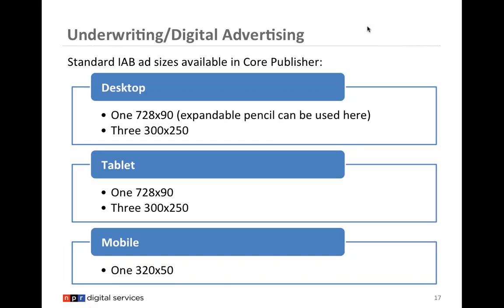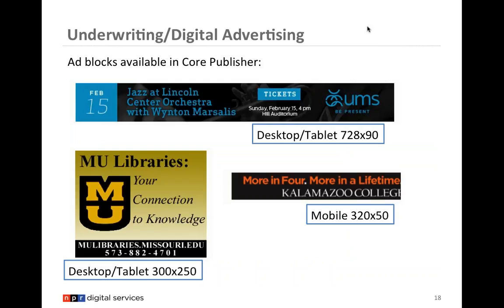On tablets, it's the same thing, the three 300 by 250s and also that one 728 by 90. But please note that on mobile, there's only one ad space, and it is a 320 by 50. So here are some examples of what those look like. This is that standard 300 by 250. Again, remember you have three of those on both desktop and tablet.